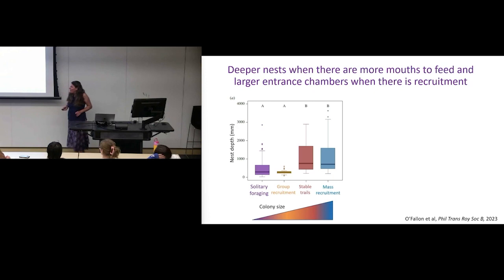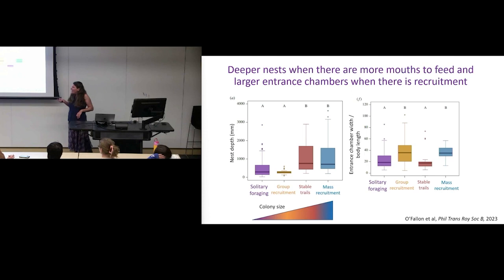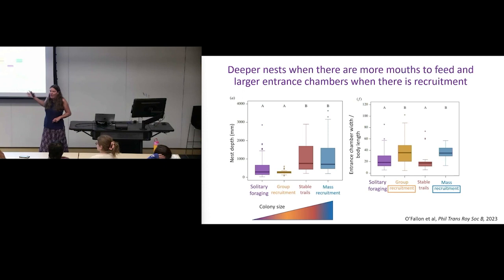We also found that this entrance chamber, that chamber where decisions about foraging are made, corrected for body length, because we saw that body length matters, is largest in these species where recruitment happens. So if you're a species of ant that is recruiting other individuals to a food source, you're going to have a larger entrance chamber where you can have these social interactions and make these social decisions.